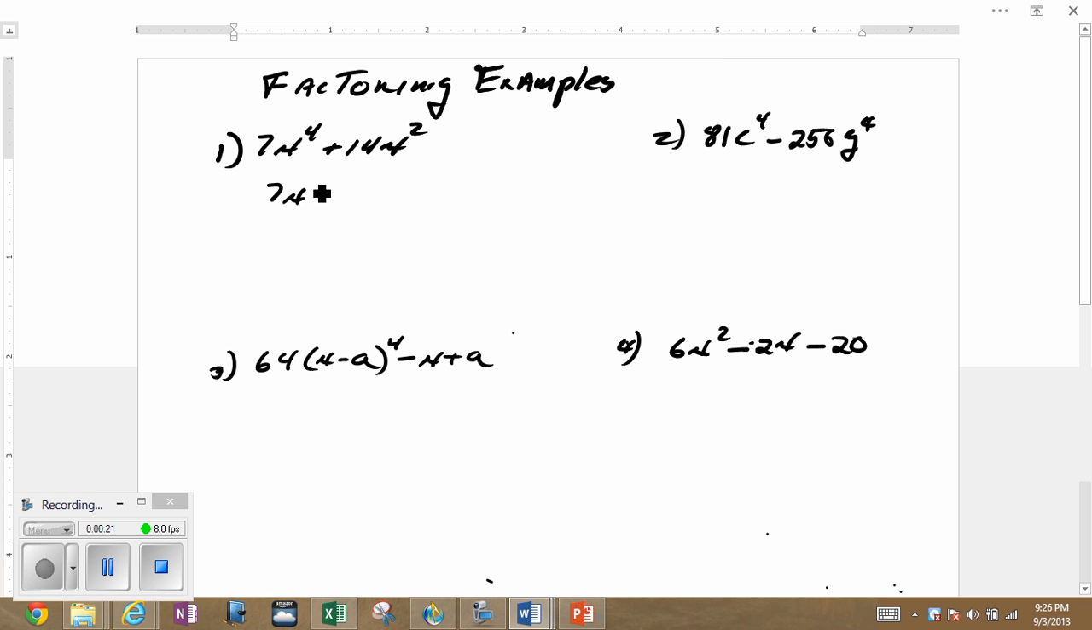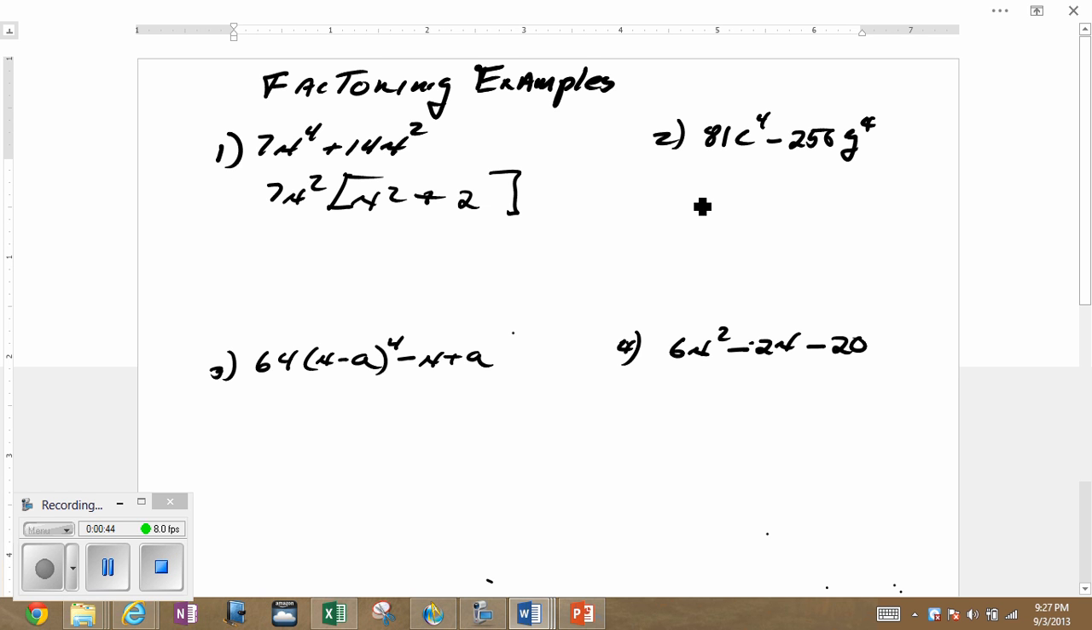The lowest power of x is x squared. That's pulled out as a common factor. Two terms have to come back in here. 7x squared into 7x to the fourth goes x squared times. Okay, 7x squared into 14x squared goes 2. Done. Nothing further. This does not factor.